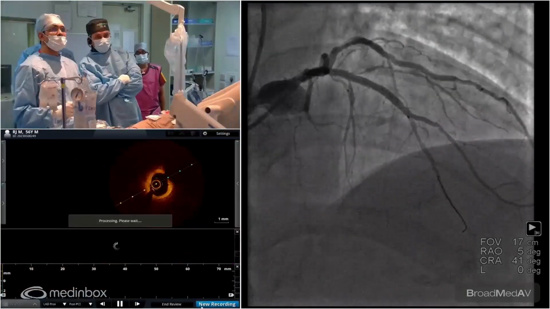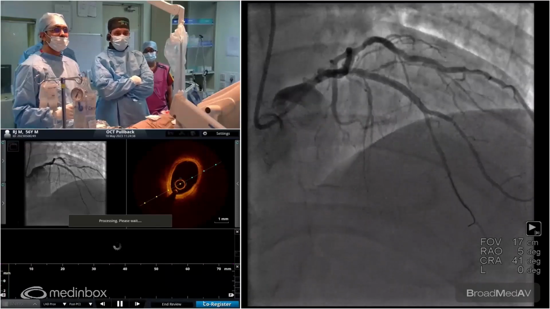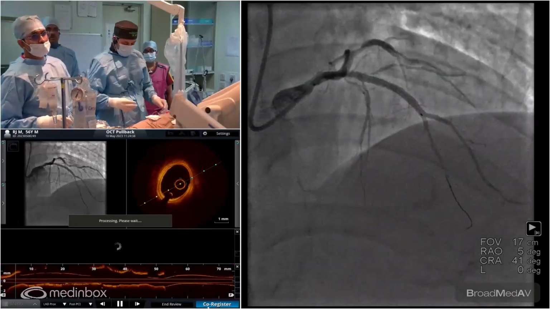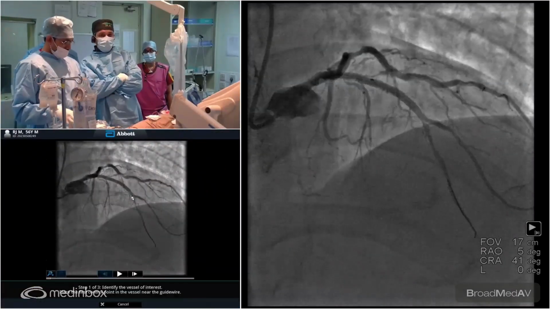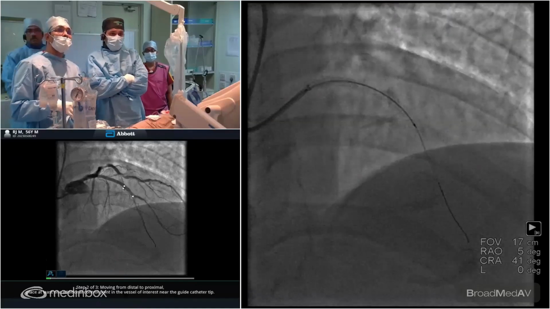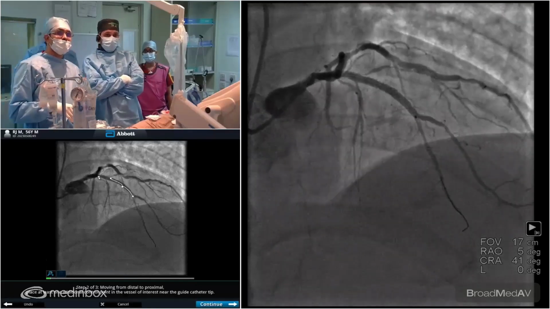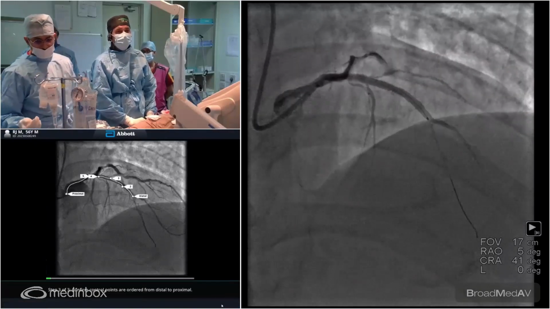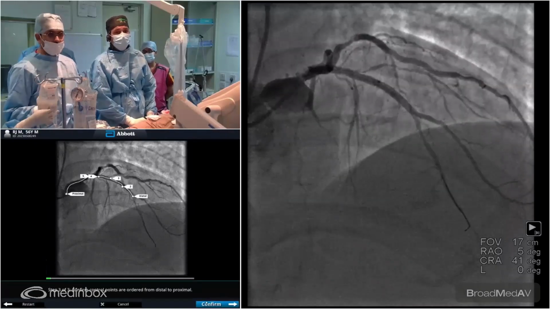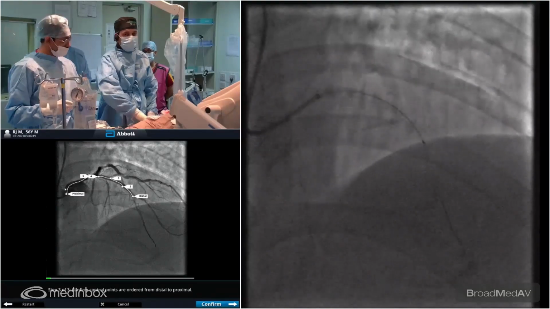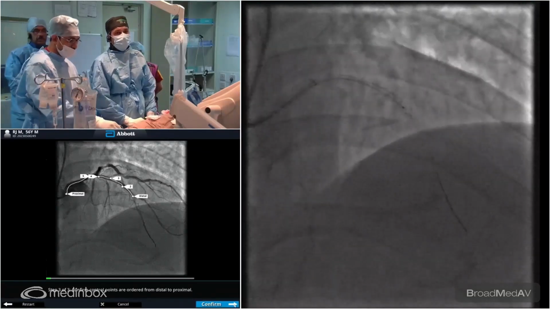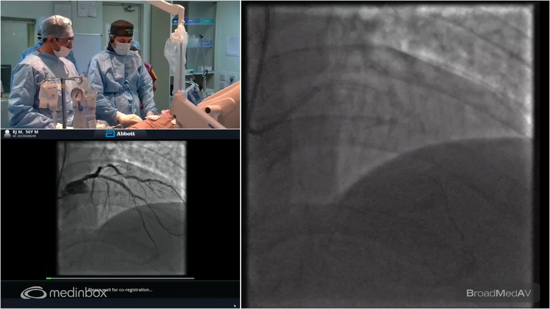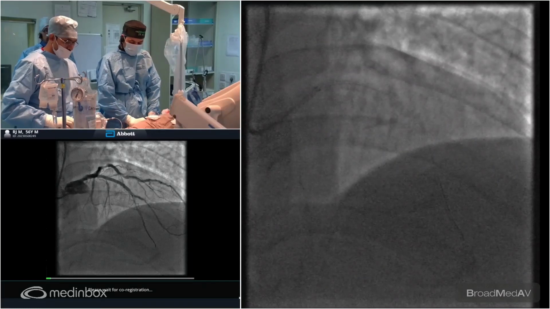Sort of slow flow, I think, is fine. Give some integrilin and some nicorandil as well. Okay, so we've done an ACR again. We're going to give some nitroglycerin and some Noriflow.